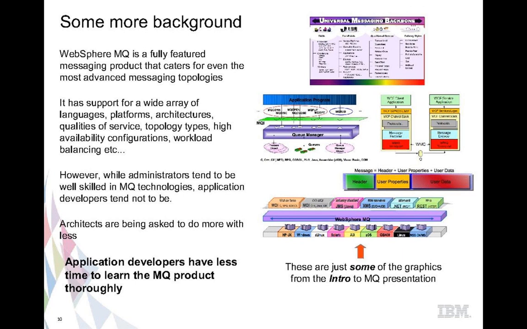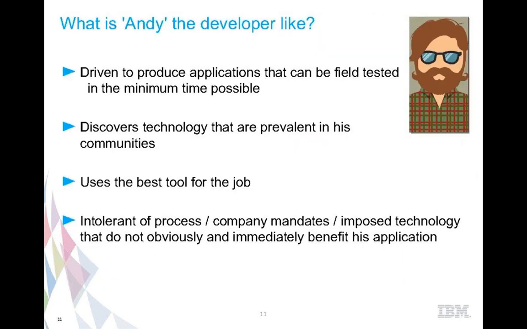So I'm on the next slide. Andy the developer, what Andy likes. He likes to produce applications that can be field tested in minimum time possible, and he wants to use the best tools for his job, and he wants to discover the technology that is relevant in his communities. He is intolerant of process and company mandates that impose technology that does not obviously and immediately benefit his application and his application development path.